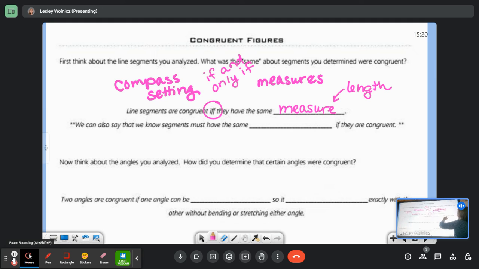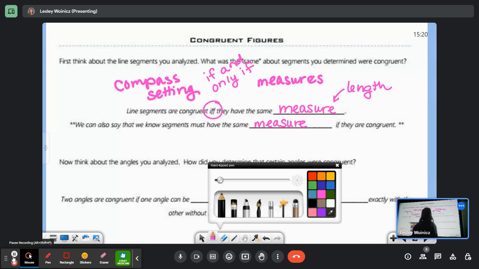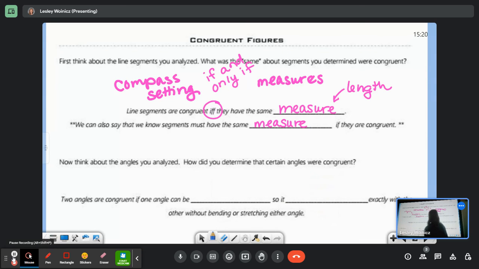Okay, so we can also say that we know segments must have the same measure if they are congruent. It's true backwards and forwards. Not everything is. Okay, now think about the angles that we analyzed. How did we make sure that the certain angles were congruent? Did they have to have the same segment lengths on their sides?